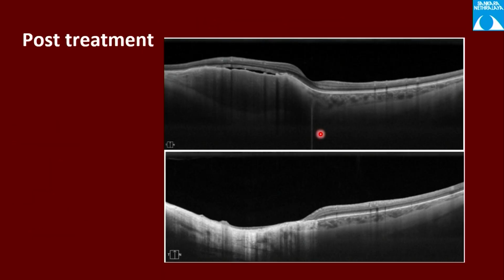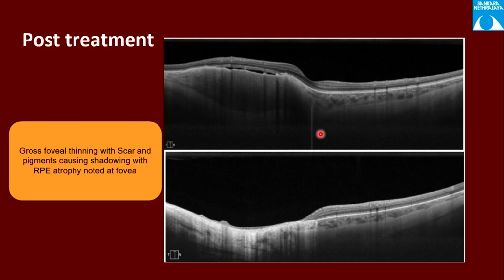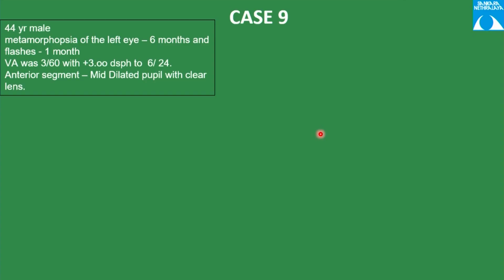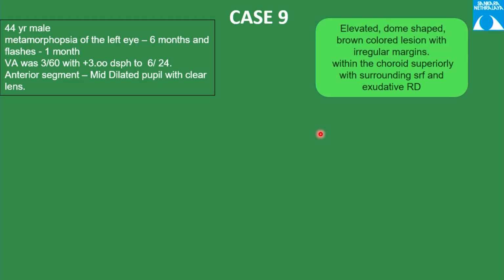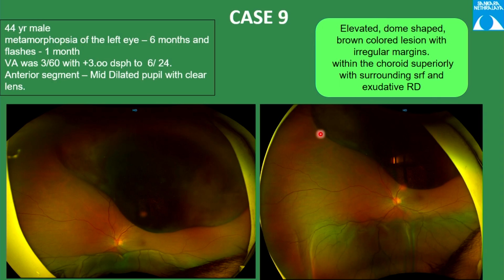You can see that there is RPE atrophy and the lesion has completely reduced with scarring. So we'll just discuss when we learn a little bit more about the tumor. 44-year-old male who presented with metamorphopsia of the left eye since 6 months. He also had flashes. Visual acuity was 3/60.